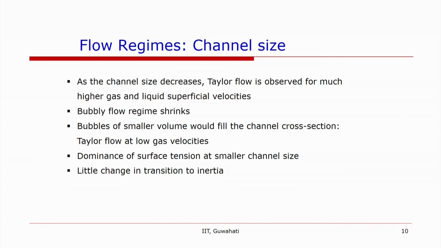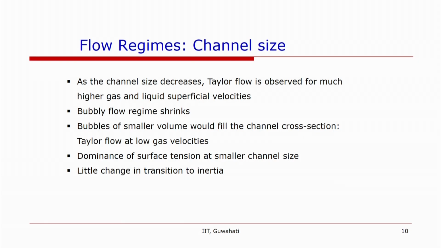Now, another effect, the effect of channel size. As we have seen, the Bond number value decreases as the channel size decreases, and there will be a significant difference between the Bond number at 1 mm and the Bond number at 10 mm. To be precise, it will be about 10 to the power minus 4. So, a four order of magnitude difference between two different sizes, 10 micron and 1 mm or 1000 micron, there will be a very large difference in the Bond number.